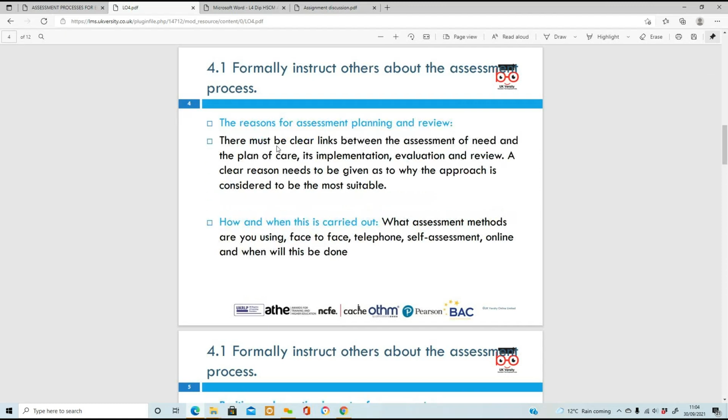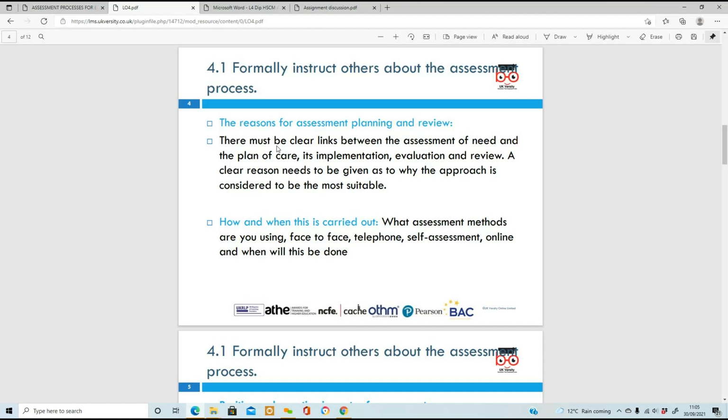Now, the reasons for assessment planning and review, so you'll be passing on information like that. You've got to let them know that there's clear links between the assessments of need and plan of care. So you're carrying out an assessment so you can create a care plan. Then you're talking about the implementation, the evaluation, and the review. Then you're talking about what the clear reasons are as to why these assessments are done, what is the most suitable one to be done depending on the service user's situation, and then how you're actually going to carry it out.